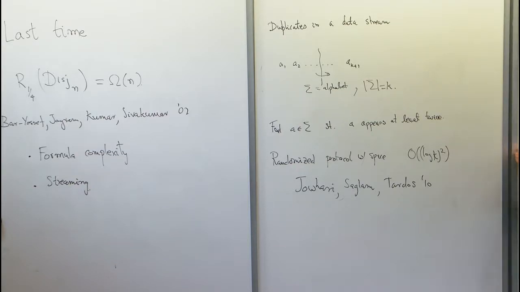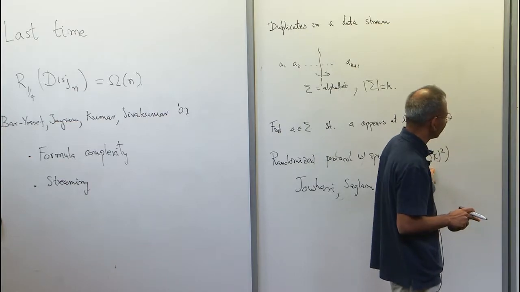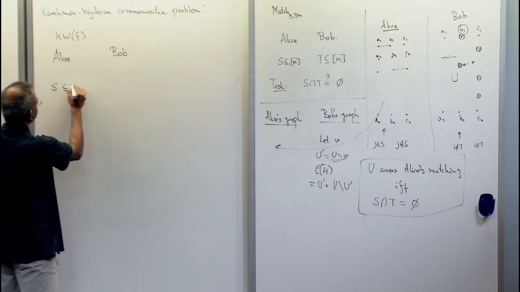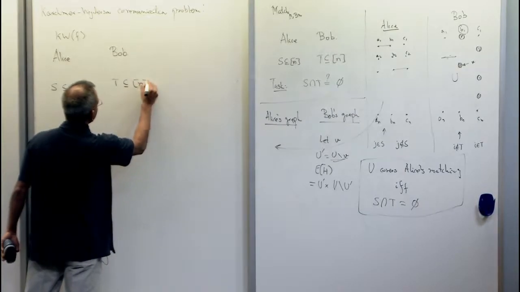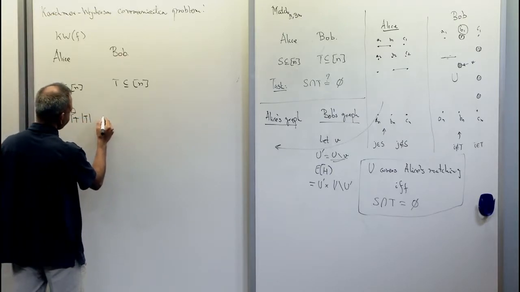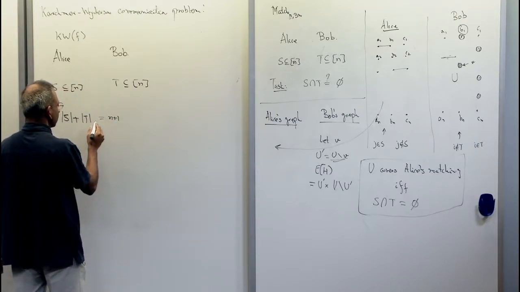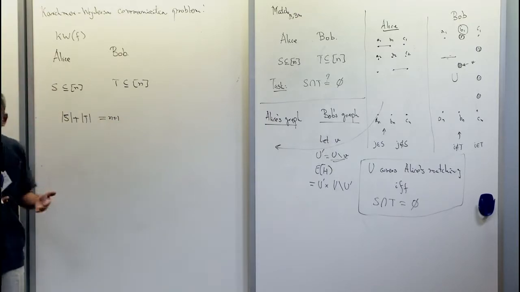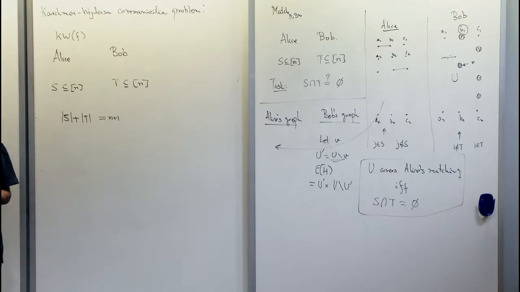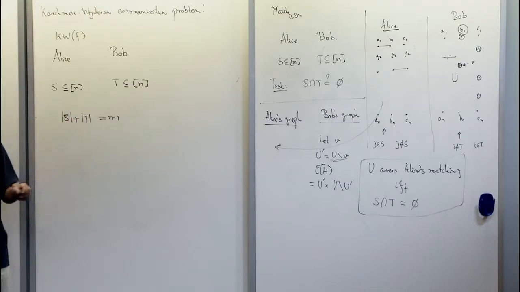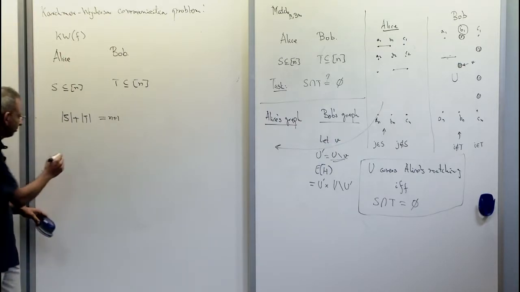To understand why such a protocol might exist, I'm just giving you a communication problem here. It is like set disjointness: S subset of n, T subset of n, but the size of S plus the size of T is large. Now, when this happens, S and T definitely share an element. There's a guarantee coming out of just their sizes that they must share an element, and Alice and Bob need to find that element.